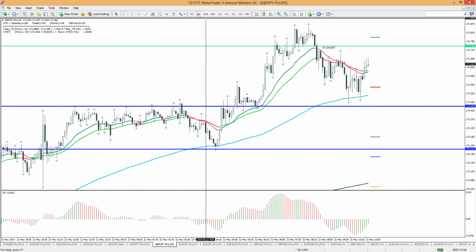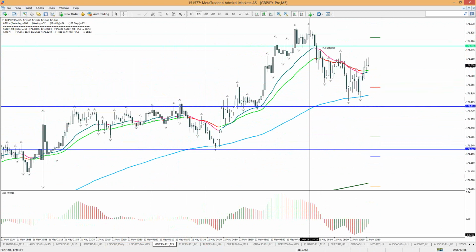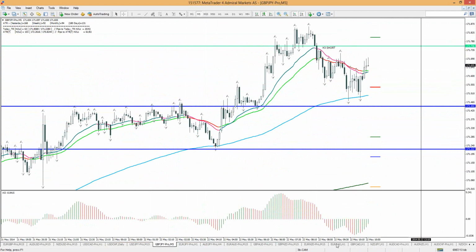The pound yen here just missed my blue line by 3 pips, and it seems like it's bouncing, but we have the pound news anyhow, so not much to worry about. Let's take a look at the Euro CAD now.